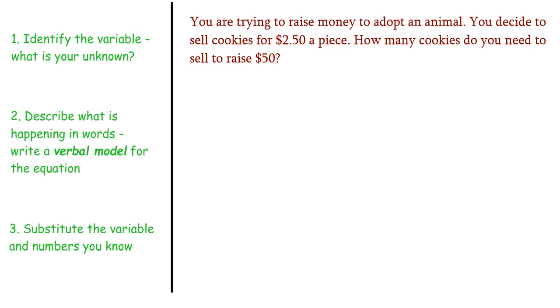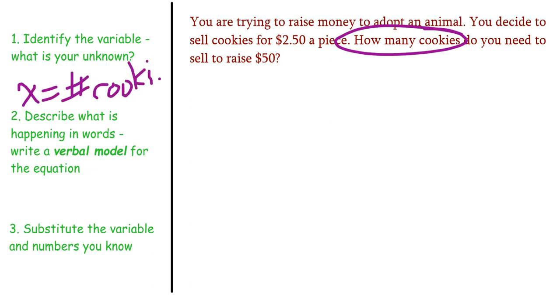You're trying to raise money for some sort of reason, or just money is being raised for some reason. Here you're trying to raise money to adopt an animal, and you sell cookies for $2.50 a piece. How many cookies do you need to sell to raise $50? Our variable in this case, X, is the number of cookies that we sell.